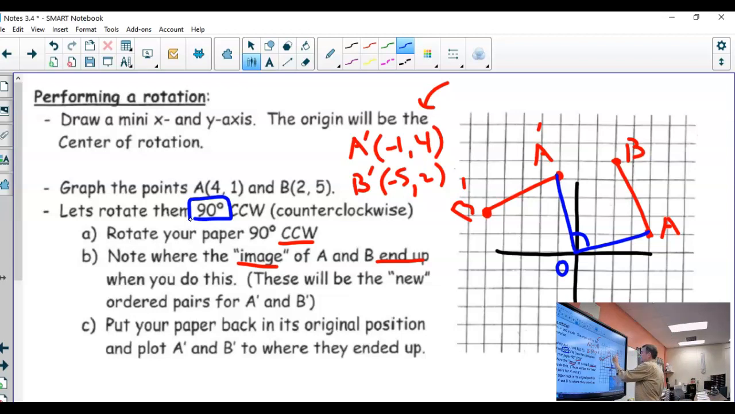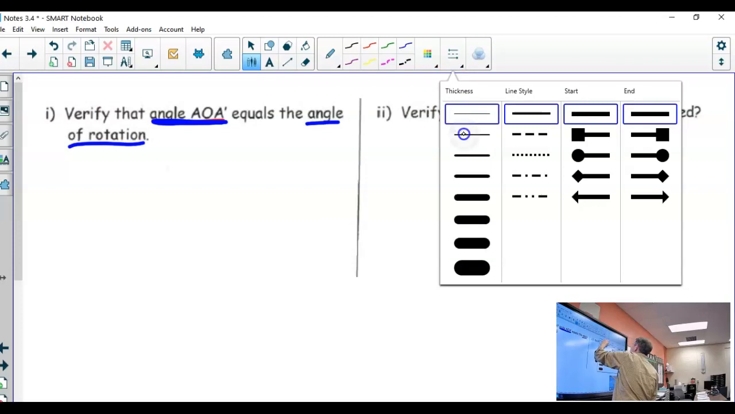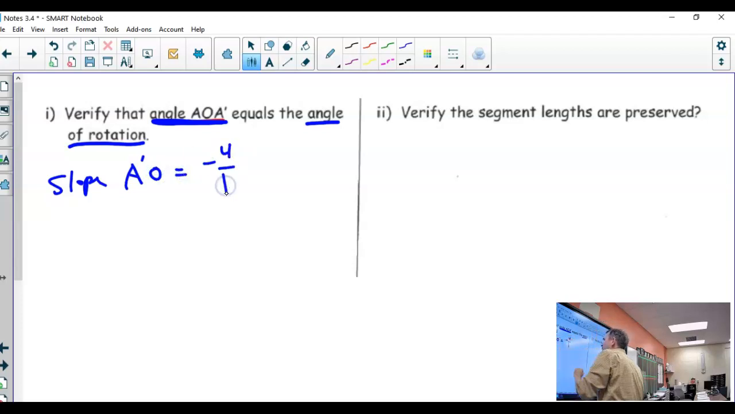So I'm going to check the slope of the segment A prime O. That's this big segment, right? The slope of that would be 1, 2, 3, 4. It would be negative. The rise is -4. The run is 1. So I would say the slope of A prime O equals -4 over 1.